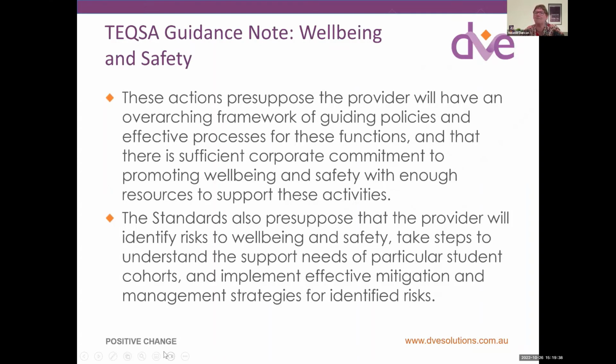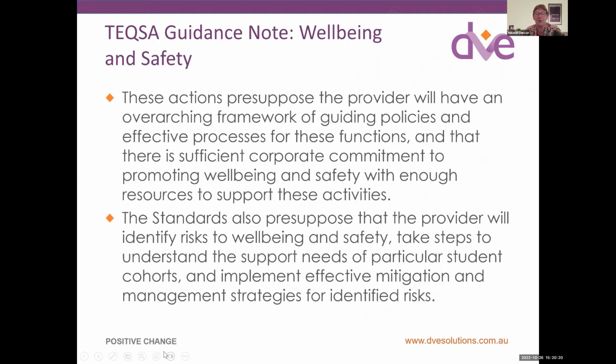There's an expectation that you'll have an overarching framework of guiding policies and effective processes, and what they look like. It can also be your procedures, your processes, your registers. And the expectation is that there's been a corporate commitment to the development of these wellbeing and safety policies, procedures and processes. So from my view, what that means is a whole of institution approach. It's not good enough for just your student support team to understand this, because it may not play out just where your student support team sits in the campus.